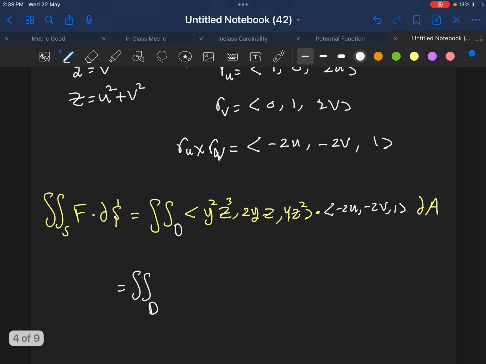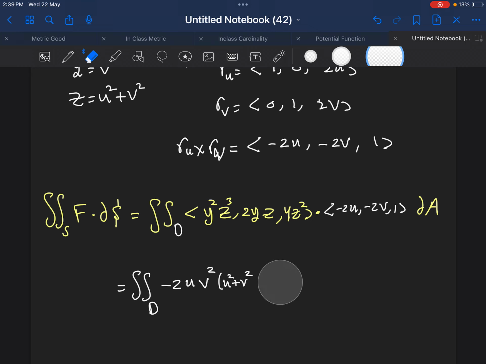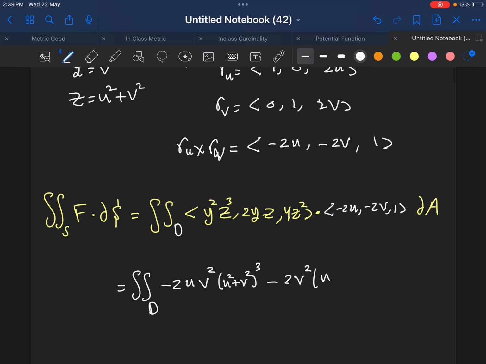All we need to do is multiply first with first, so we get negative 2u. For the y it is v, so it will be v squared. For the z it is u squared plus v squared to the power 3. Plus second with second, so again it would be minus 2v, and instead of y I write v, so it would be v squared, and instead of z I write u squared plus v squared. Finally, the last one survives as it is.